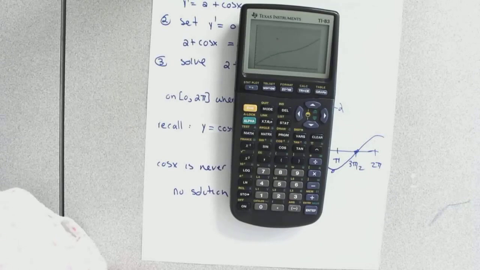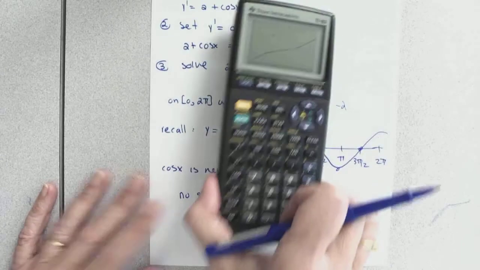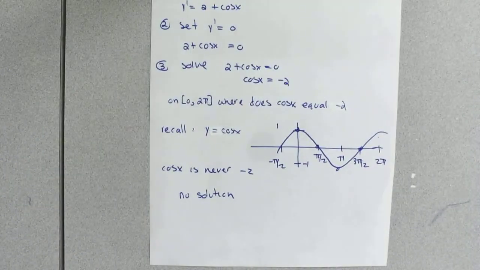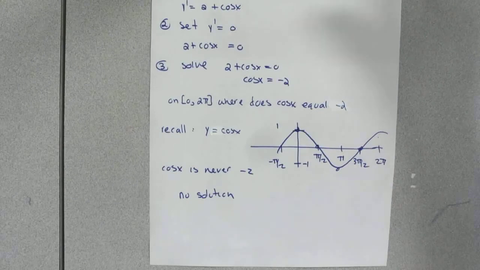There's the original function, and we said that there were going to be no horizontal tangents, which means no high and low points, and indeed no high or low points. So this too checks. There is no solution. And that is the end of this section.